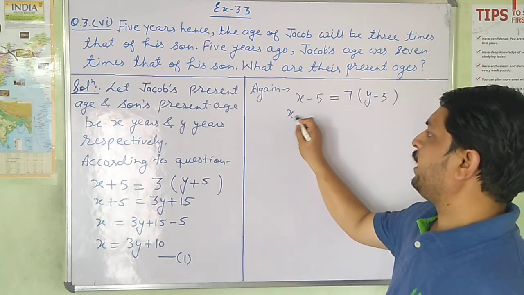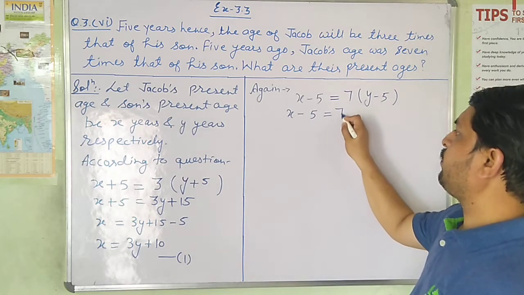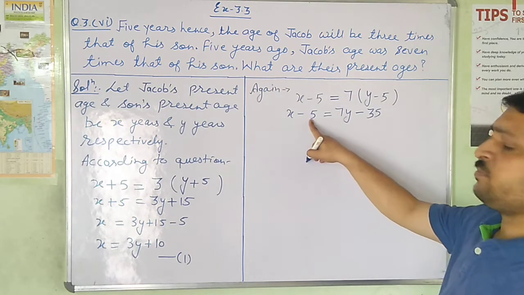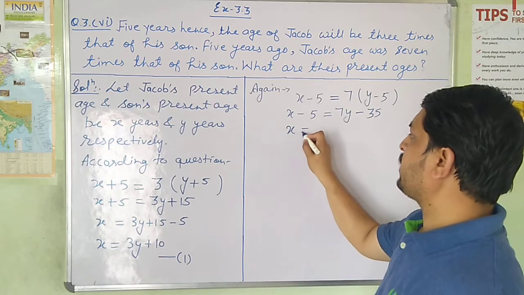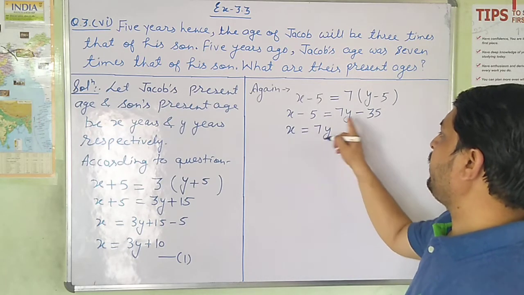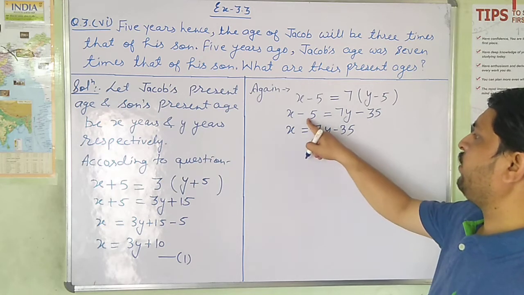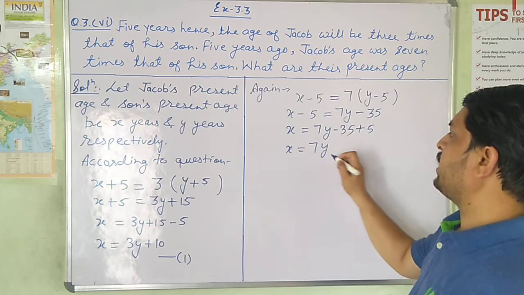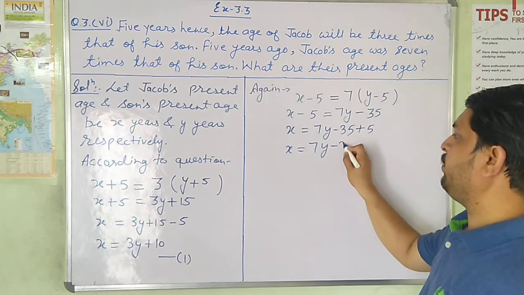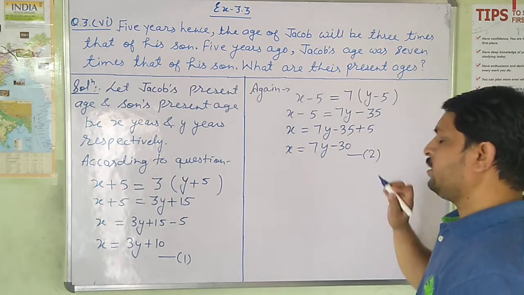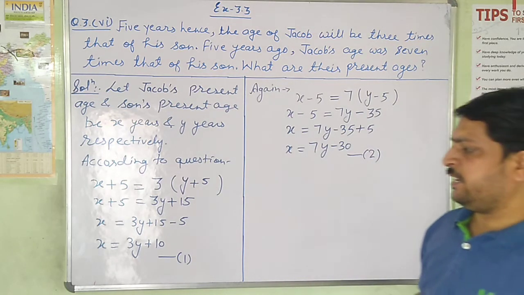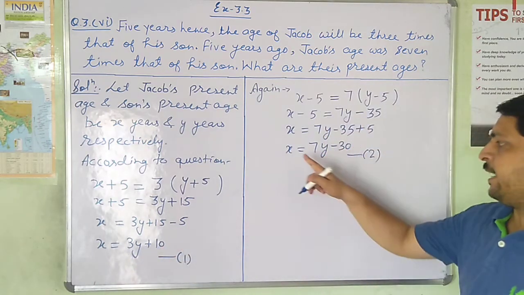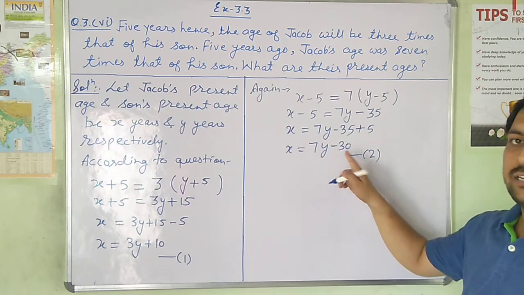Now we can solve this one. X minus 5, 7 multiply y, that is 7y, 7 multiply 5, that is 35. This minus 5 will be shifted there. So x will be equal to 7y minus 35 and that it will be positive 5. So we can say x is equal to 7y minus 35 plus 5, it will be minus 30. It is equation number second. Now students, we can easily see in equation number first, that is x is equal to 3y plus 10. Equation number second, that is x equal to 7y minus 30.